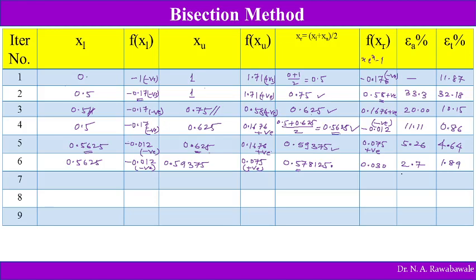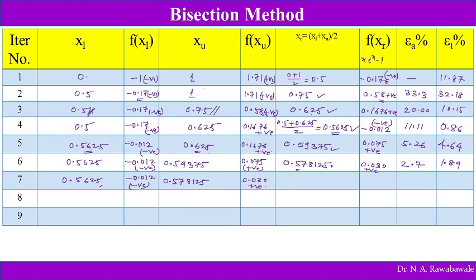1.89% is the true error. Now this is positive. Positive is going to replace positive, so this value 0.578125 comes here, and 0.030 is positive. Now this negative 0.5625 gives minus 0.012, which is negative.